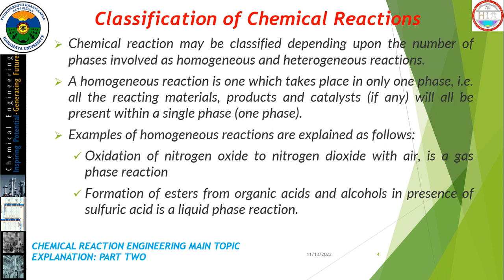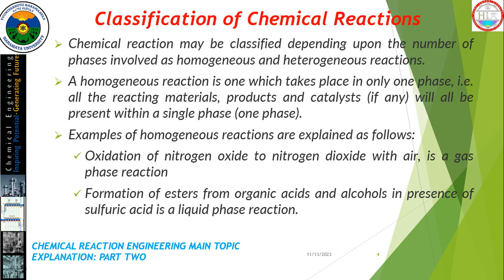Actually, in this case, in A plus B gives us C, A and B are the reactants or the reacting materials. C is the product, and let us take nickel as a catalyst. So nickel is considered as a catalyst. All the reacting materials, the product, and the catalyst exist in a single phase or in one phase. This is considered as a homogeneous reaction.